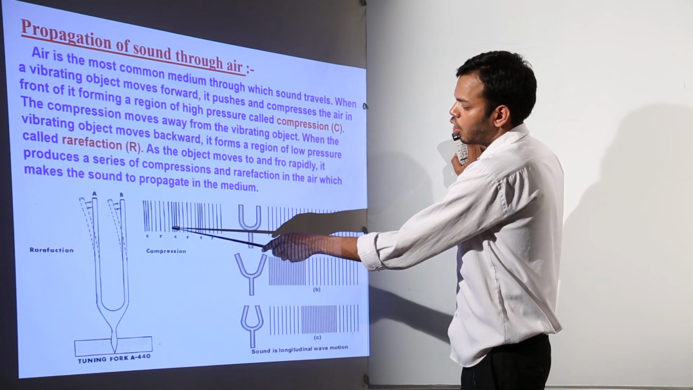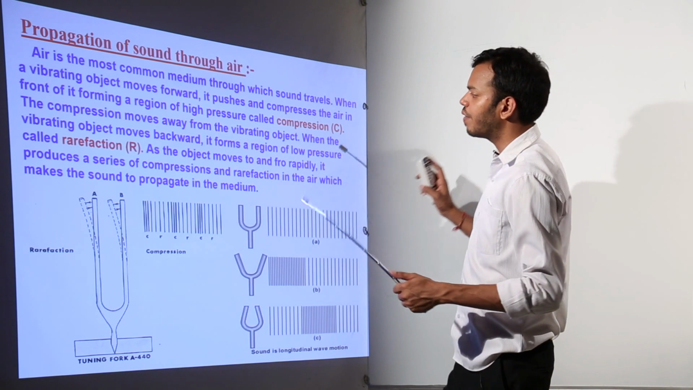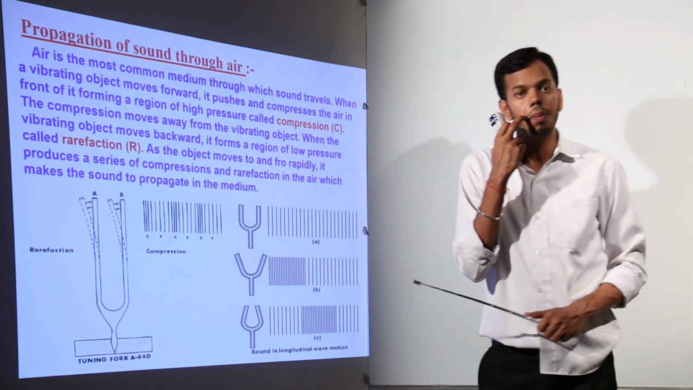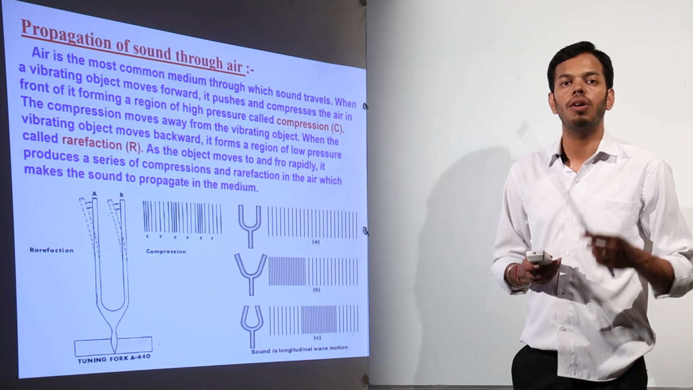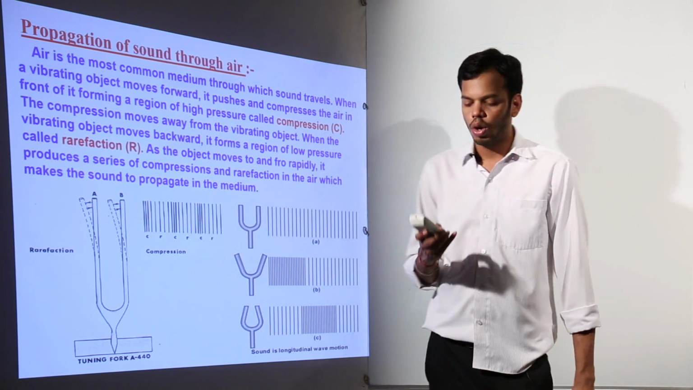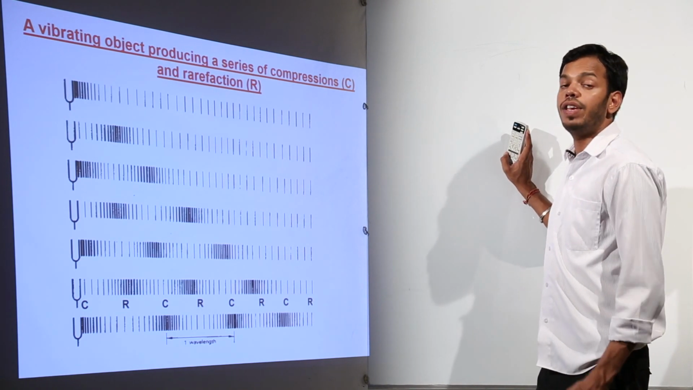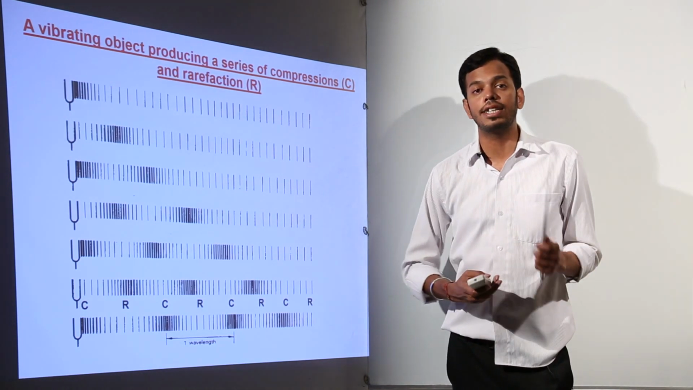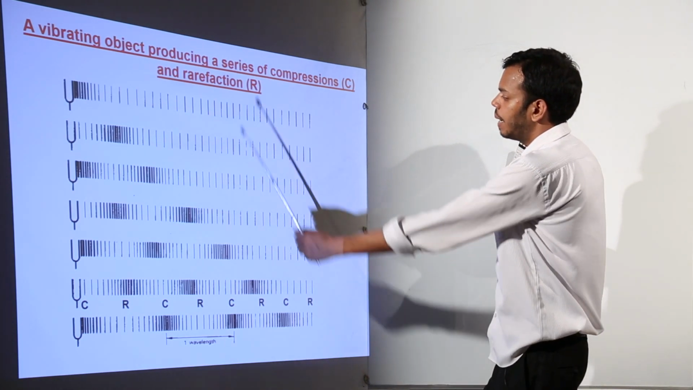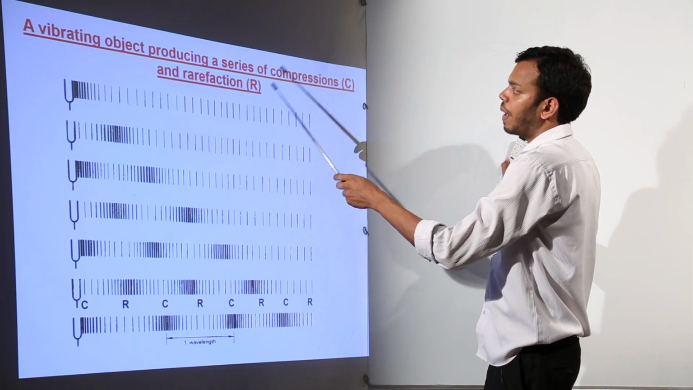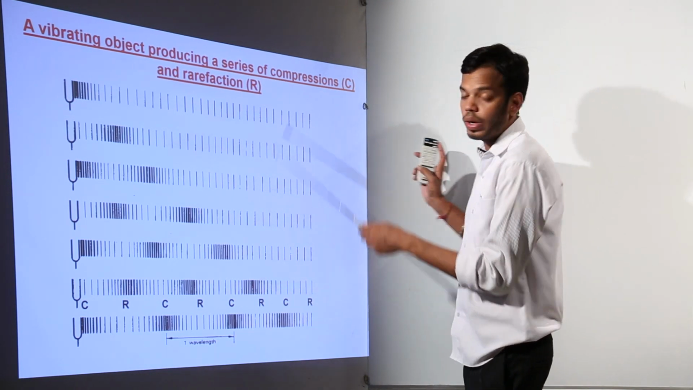That is, these are compressions and these are rarefactions. As the object moves to and fro rapidly, it produces a series of compressions and rarefactions in the air, which makes the sound propagate from source to observer. Now, what should be the next point of our study? We have to prove whether sound actually travels in a medium or whether it is just a myth. We'll do that activity. But first, this is a vibrating object producing a series of compressions and rarefactions. So this is how it is shown.